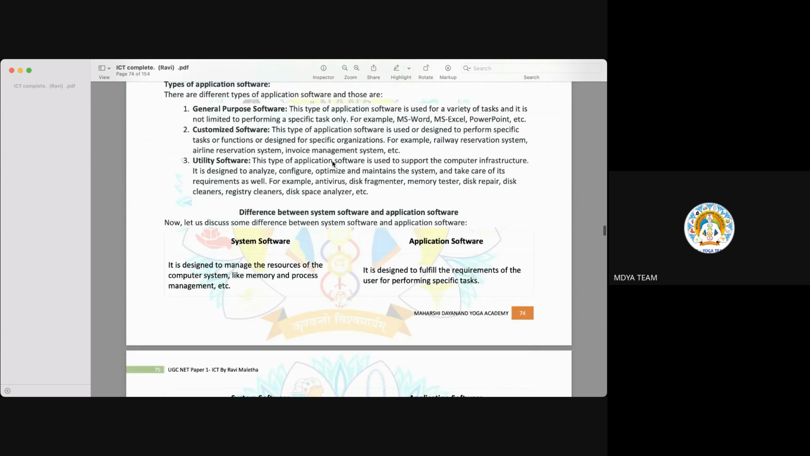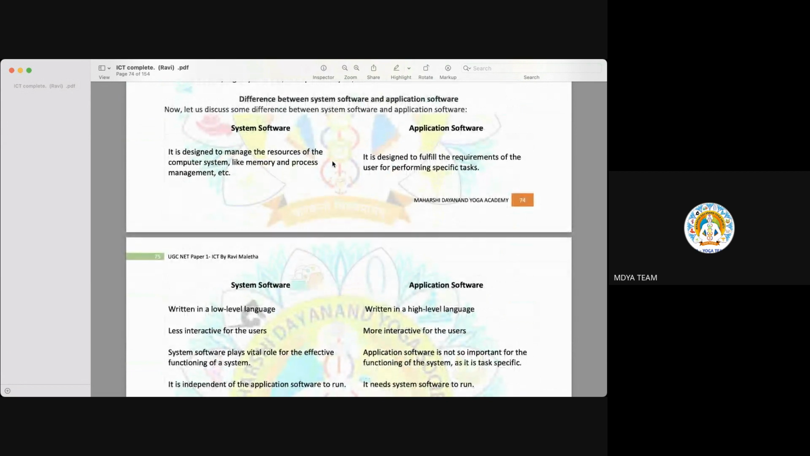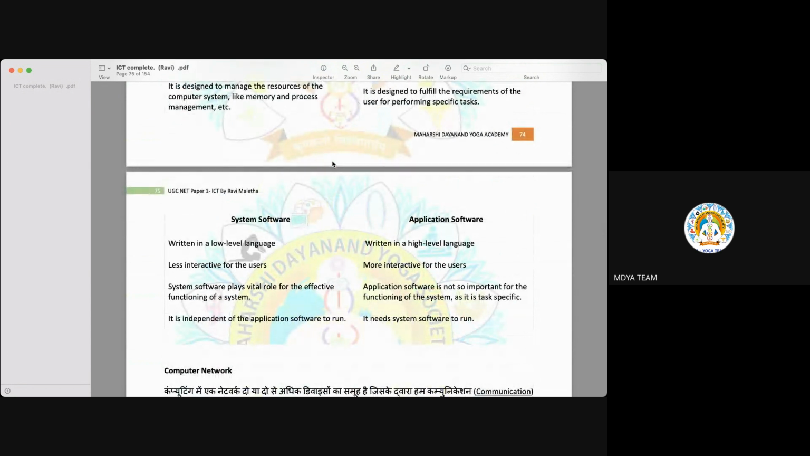So we'll have one look over what the differences are between system software and application software. System software is meant to manage all the resources of a system, like storage devices, processing devices, and all. And application software fulfills a particular specific task. System software is written in low level languages, application software in high level languages. Now, system software is less interactive for the user, application software is interactive.